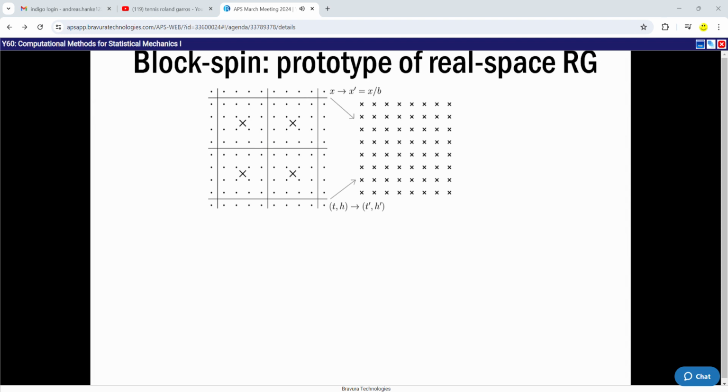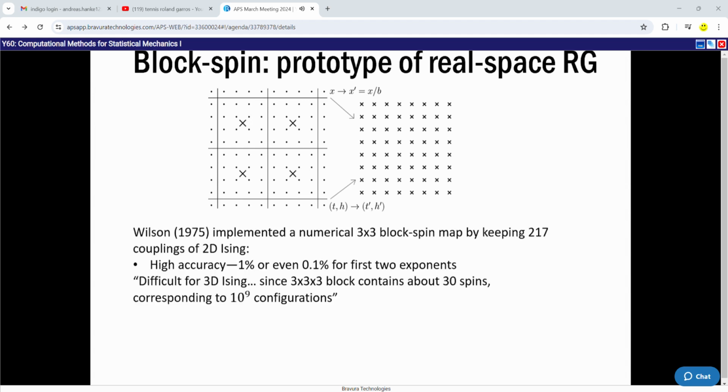So the prototype of almost all real space RG transformations is Kadanoff's block spin idea. You take a block of spins and you replace it by a causal spin, and by doing this, you will generate a flow in the coupling constant space. In 1975, Wilson implemented a numerical way to do this using a 3x3 block spin map by keeping around 200 couplings of a 2D Ising model, and the result is pretty accurate. The error is only 1% or even 0.1% for the first two exponents.